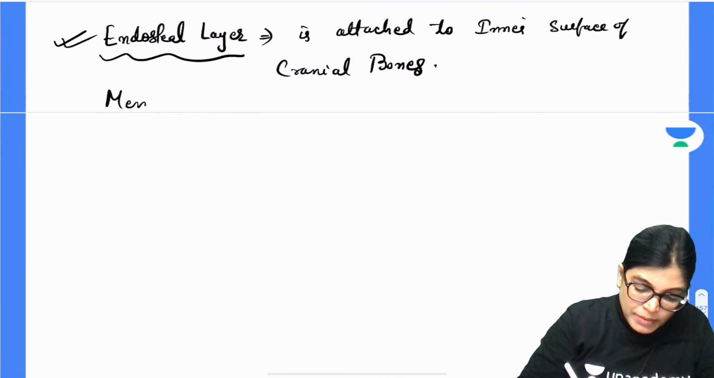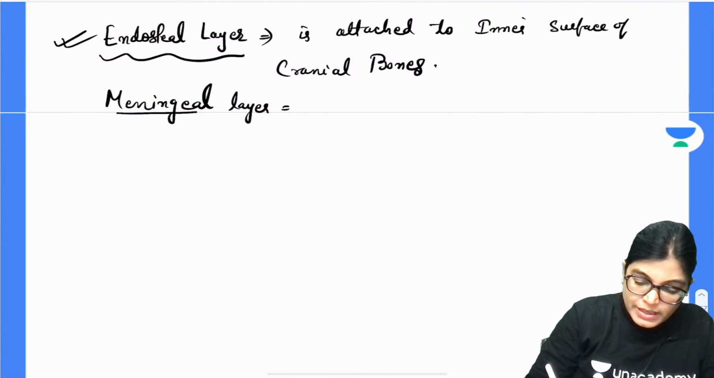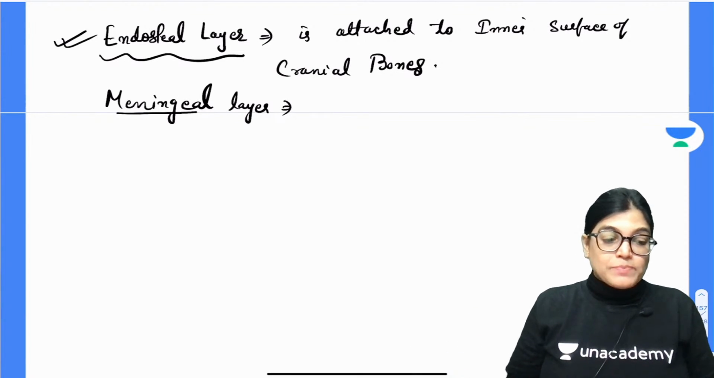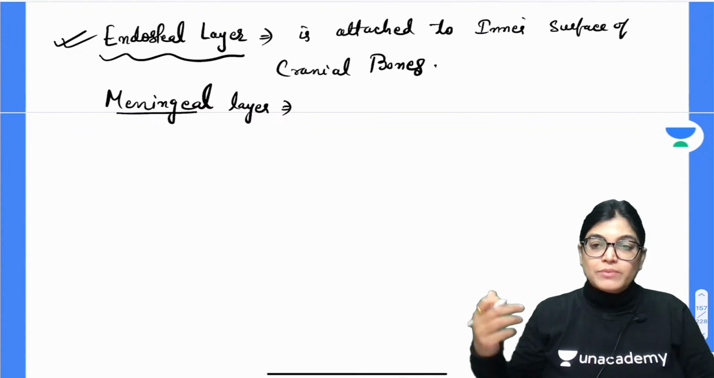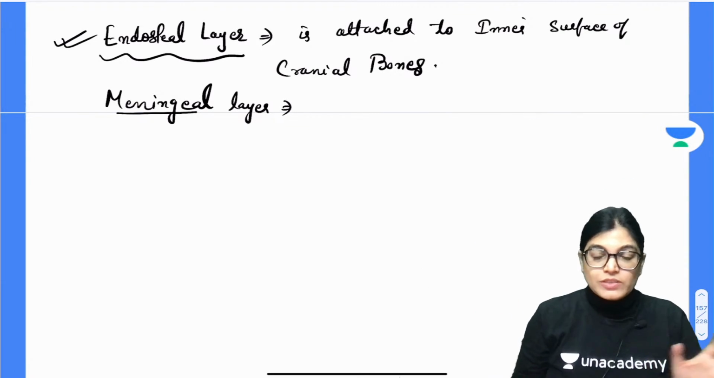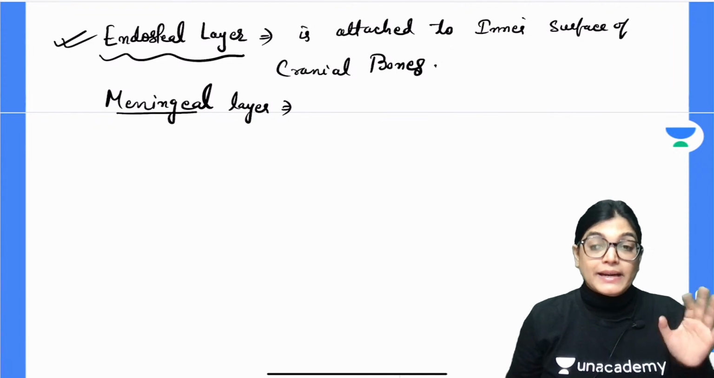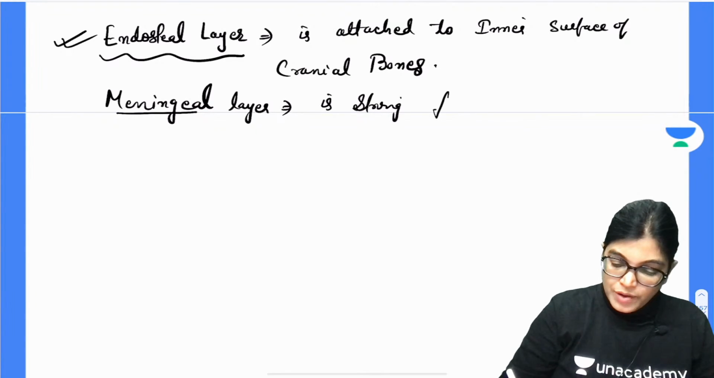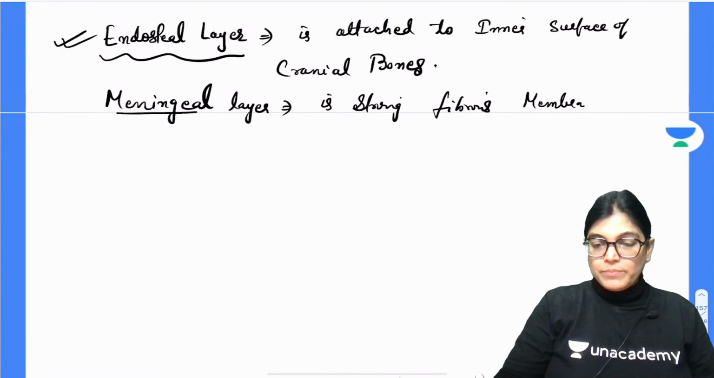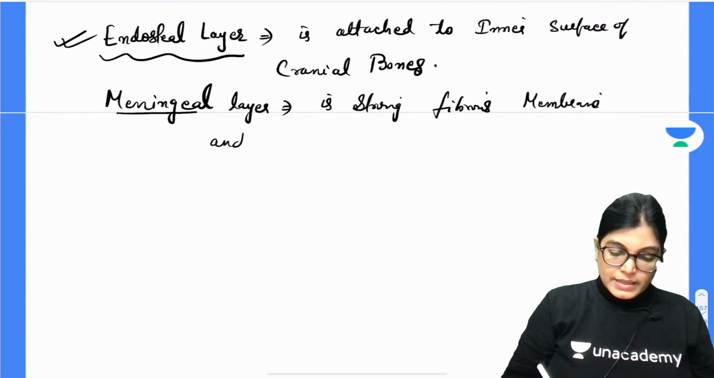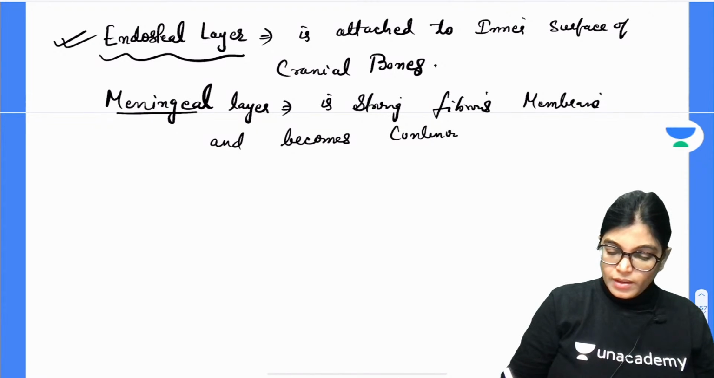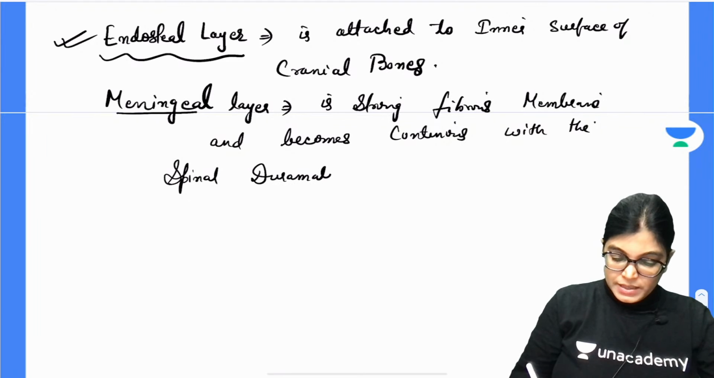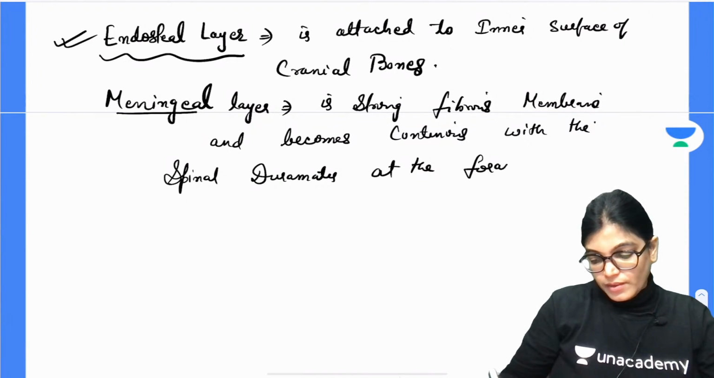Okay. When I am talking about the meningeal layer, it is a strong fibrous membrane, and this cranial dura mater becomes continuous with the spinal dura mater. At what level does the cranial dura mater become continuous with the spinal dura mater? That level is the bony level, the foramen magnum. So, write down: the meningeal layer is a strong fibrous membrane, and it becomes continuous with the spinal dura at the level of the foramen magnum.